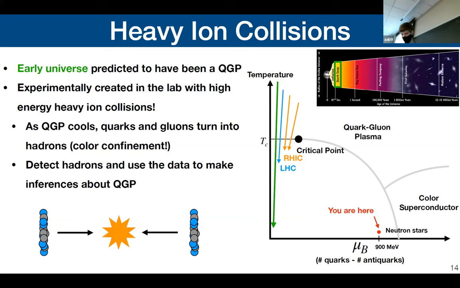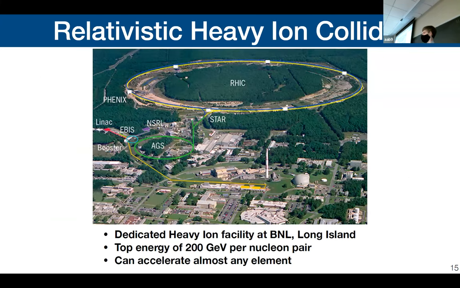Okay, so how do you make these heavy ion collisions? There are two places. The first is the Relativistic Heavy Ion Collider. This is located on Long Island at Brookhaven National Lab. That's a dedicated heavy ion facility, so it runs more or less year round, with months-long periods of data taking. It has a top energy of around 200 GeV for each nucleon pair in the collision. RHIC is nice because it can accelerate almost any element, so it has a lot of versatility. We can do a lot of different collision systems and things like that.